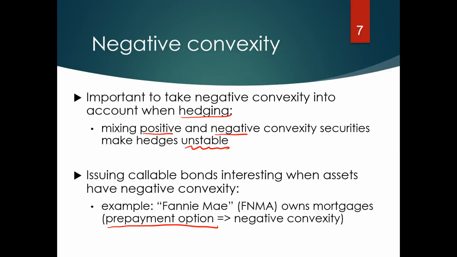For example, it's a fact that in Mexico, mortgages are paid in about 7 years. That means mortgages that should last for 15 years, 20 years, and so on, people pay them really, really fast. Why? Because of this prepayment option. So a bank is subject to this negative convexity. If you decide to hedge your portfolio, you had better do it with an asset that also has negative convexity to make your hedge stable.